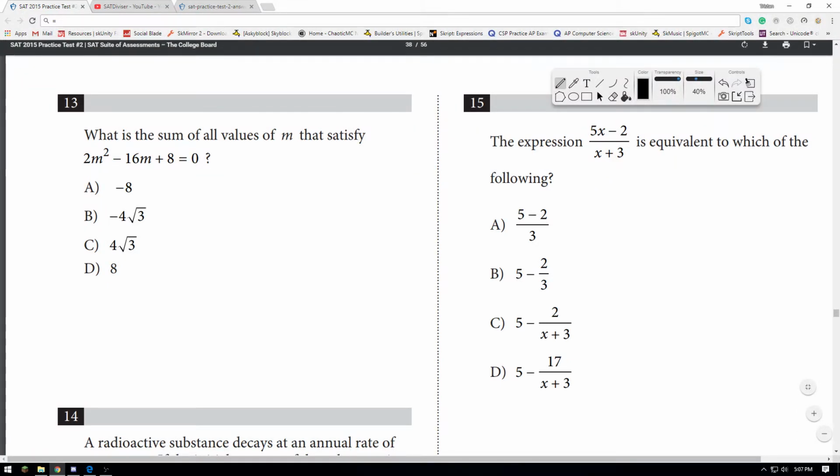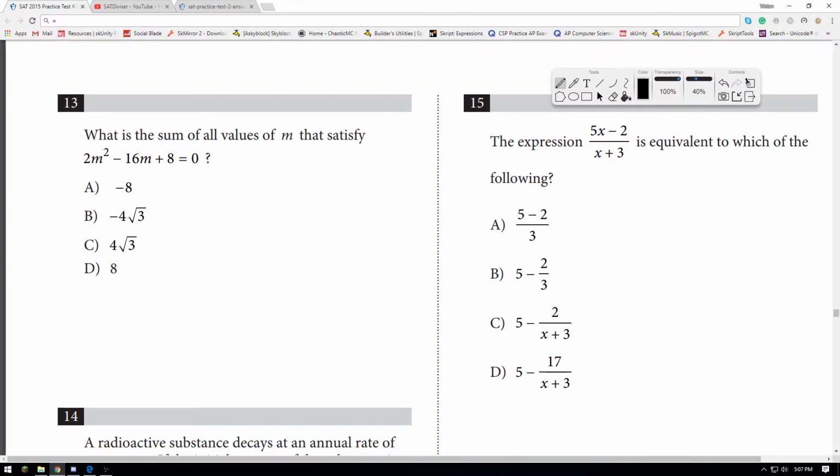What is the sum of all values of m that satisfy this equation? 2m squared minus 16m plus 8 equals 0. Right off the bat, you should notice something. We're supposed to be factoring.